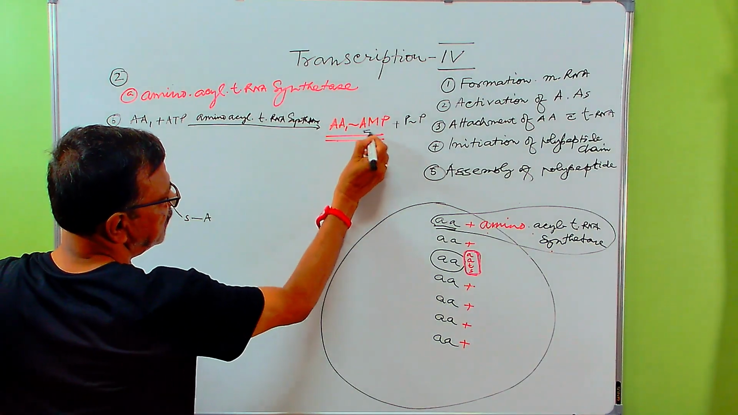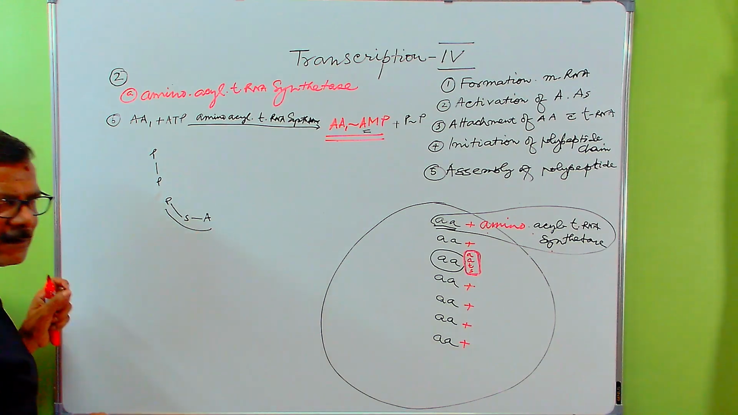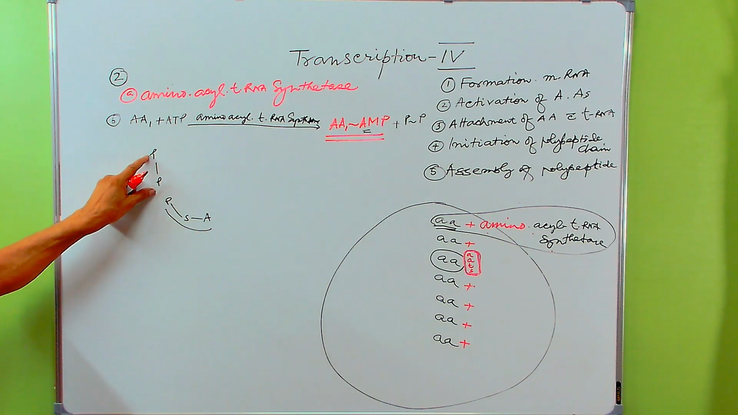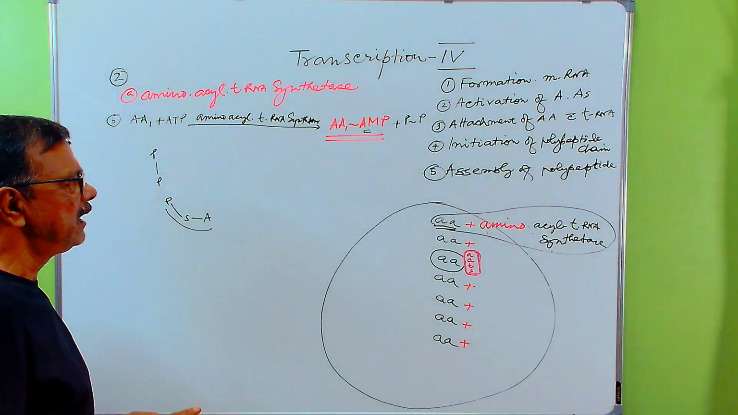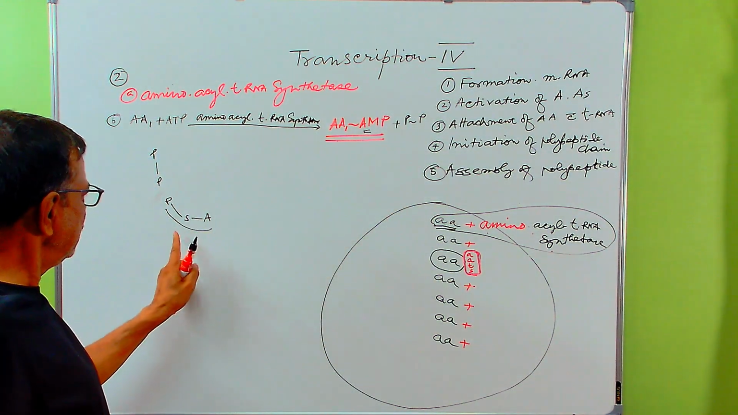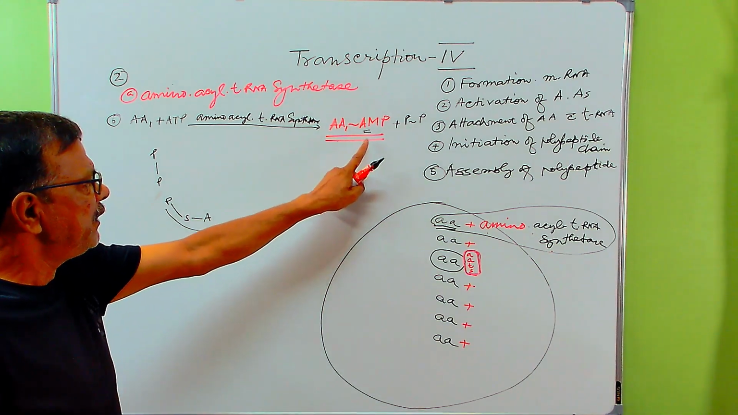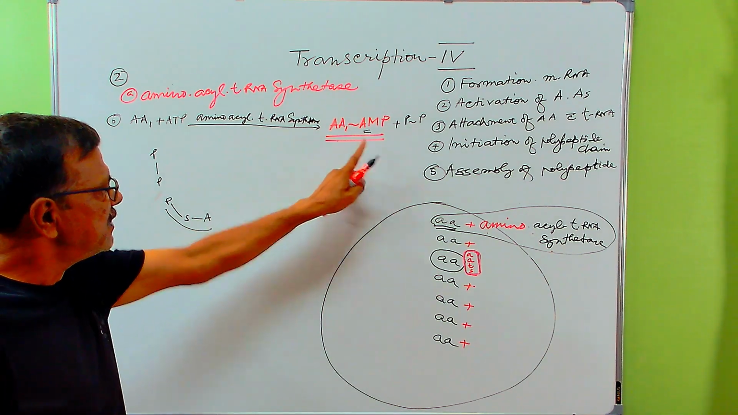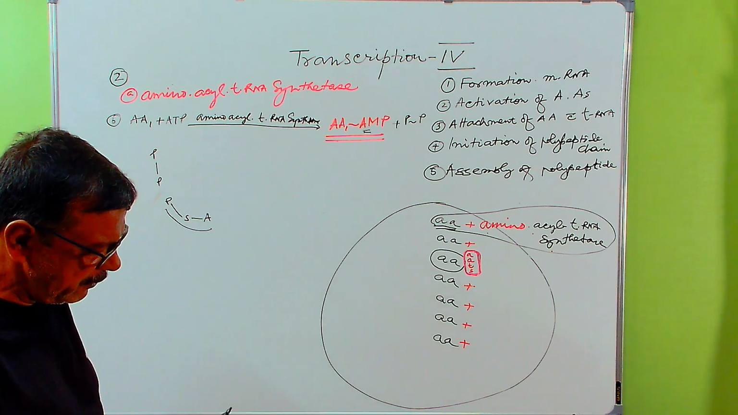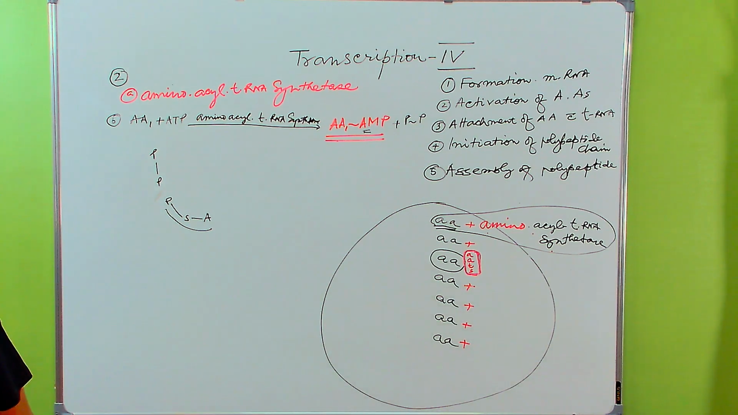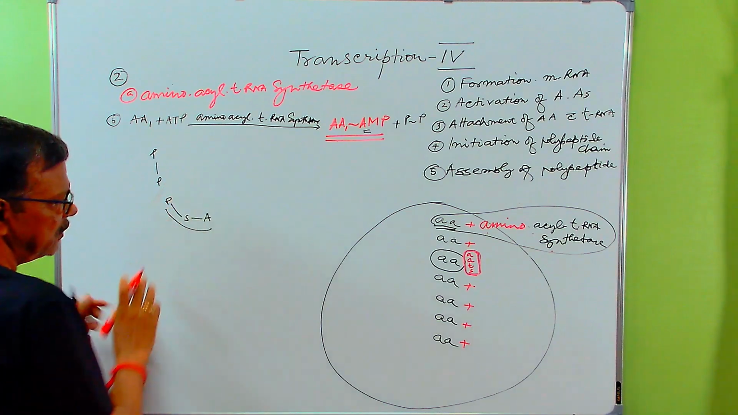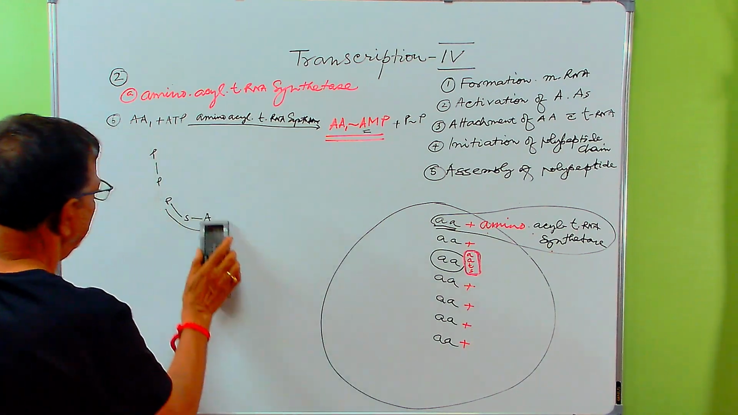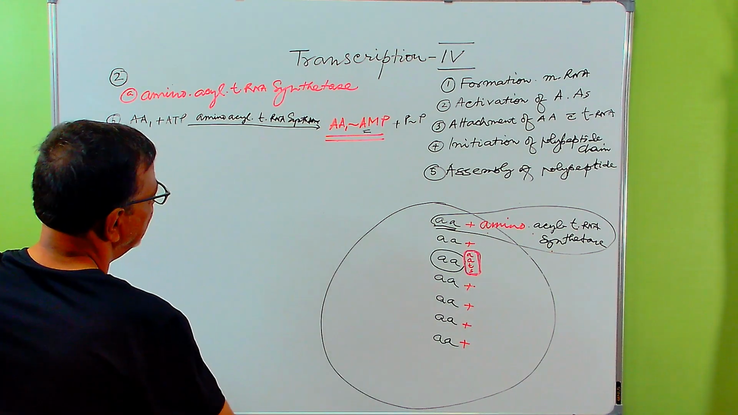So this is adenosine monophosphate, and these two phosphates, called pyrophosphate, supply energy. Along with the amino acid monophosphate, this is known as amino acyl adenylate, or simply amino acid AMP. So we will write amino acid AMP.